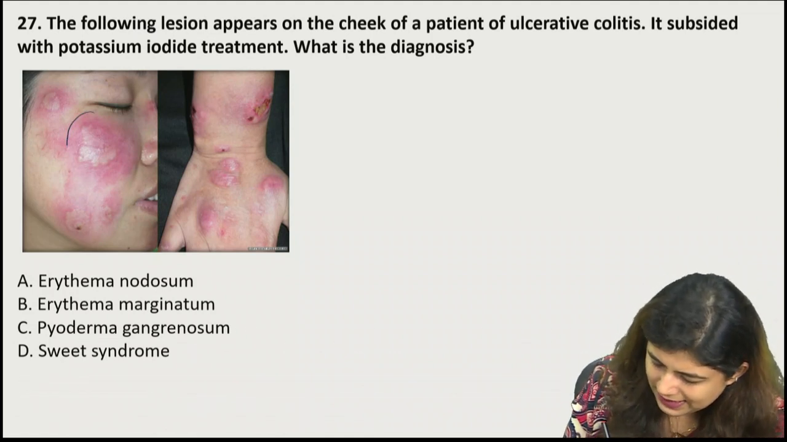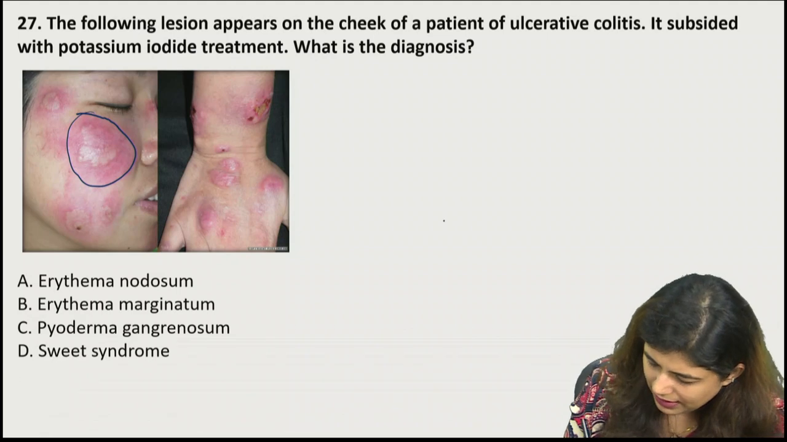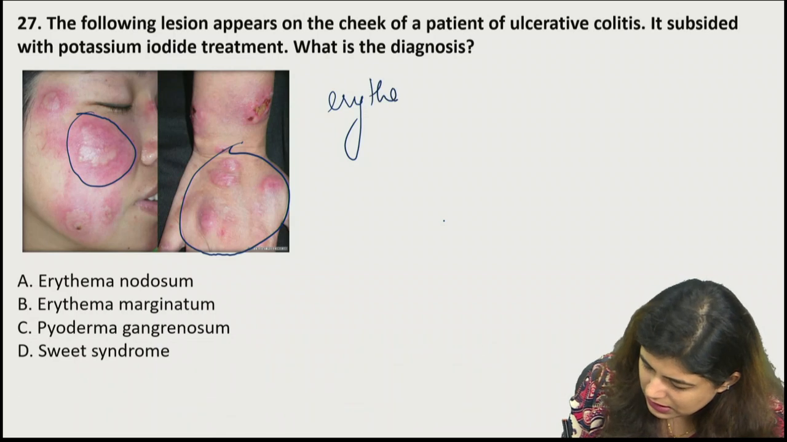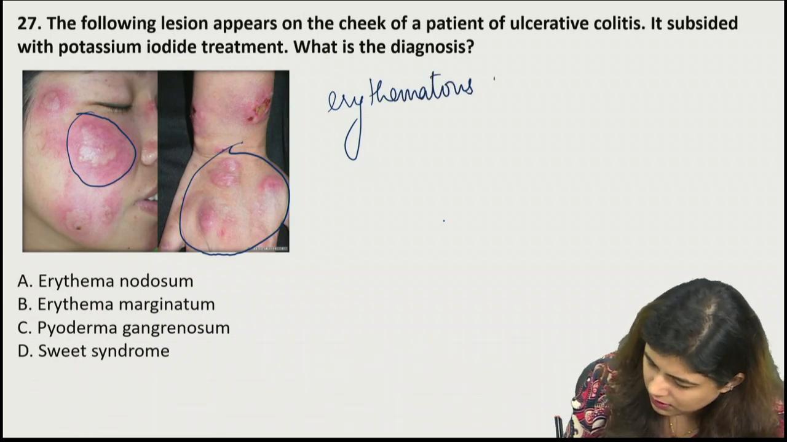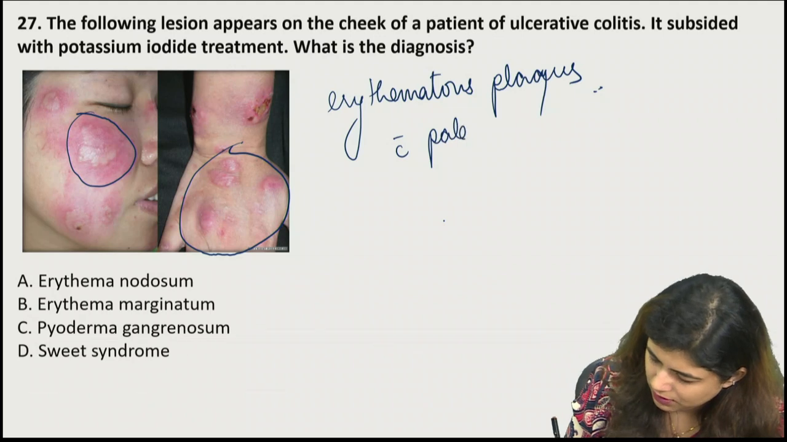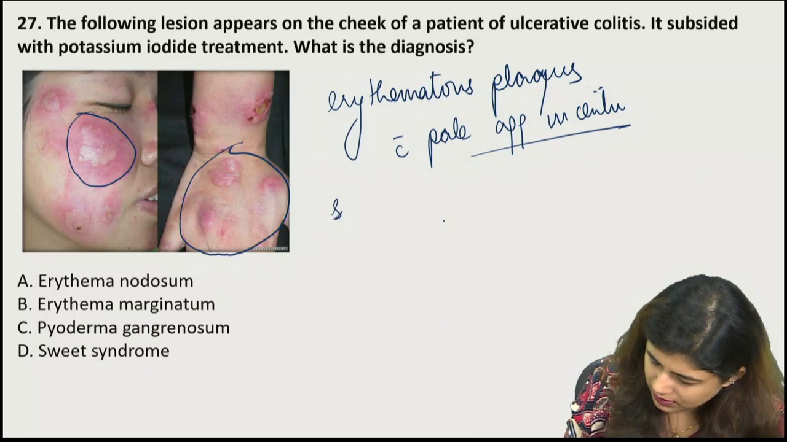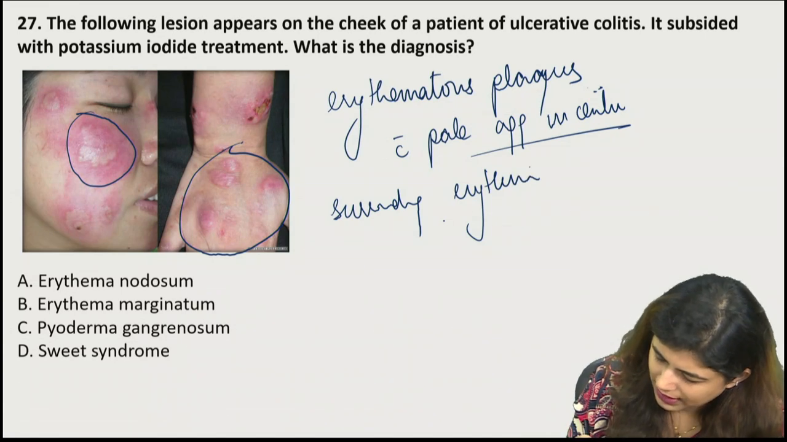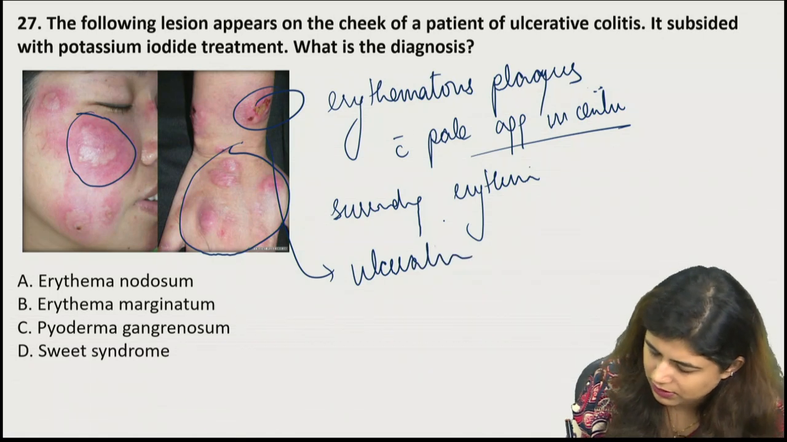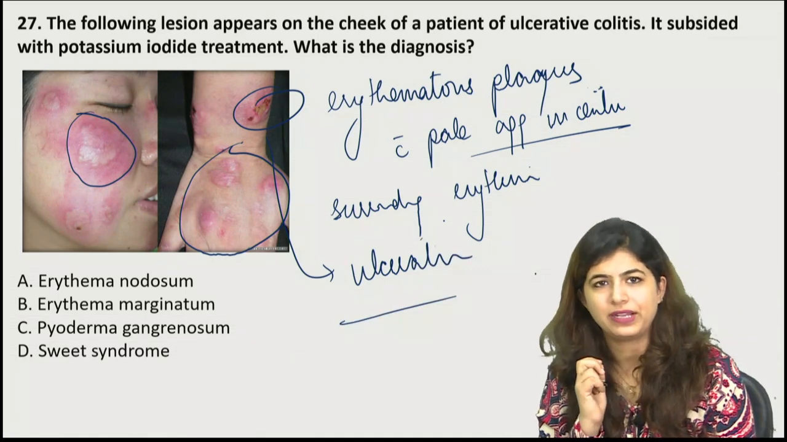In the image, I see certain lesions on the cheeks and on the hands. What am I finding? I'm seeing certain erythematous plaques which have a slightly pale appearance in the center, surrounded by a lot of erythema, and the one here is also showing ulceration. So these are my findings.